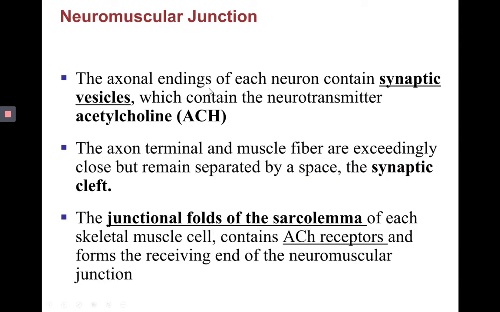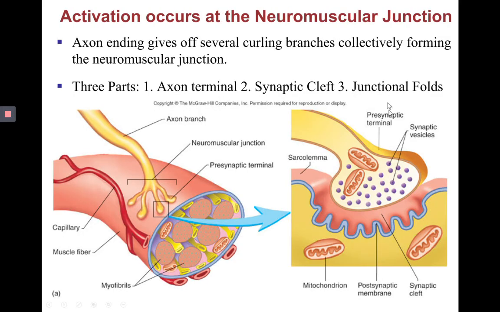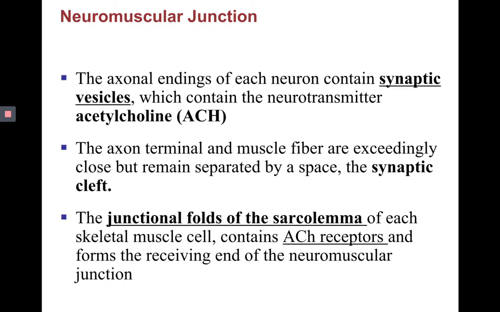The axonal endings that we're calling the terminal branches or axon terminals of the motor neuron, they contain synaptic vesicles. Let's go back. These little bubbles here, they are synaptic vesicles, and in them is acetylcholine, which is a neurotransmitter. Alright, so the axonal endings of each neuron contain synaptic vesicles, which contain the neurotransmitter acetylcholine. Acetylcholine is a neurotransmitter that wants to bind to receptors on the junctional folds of the sarcolemma.